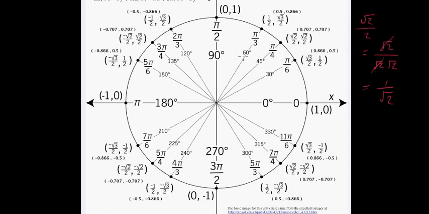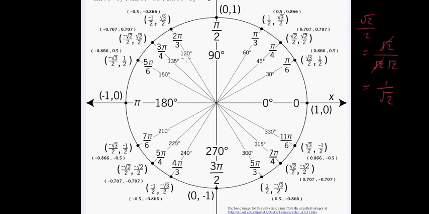If you take 60 degrees here, that's pi over 3. So the cos of pi over 3 is the first coordinate here, which is a half. And the sine of 60 degrees is root 3 over 2. And so on.